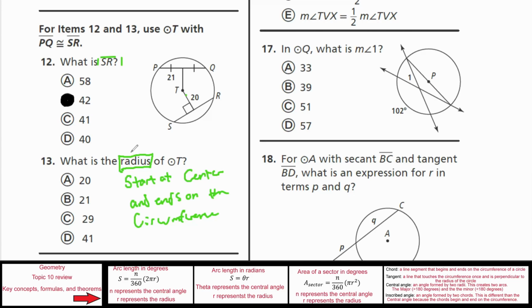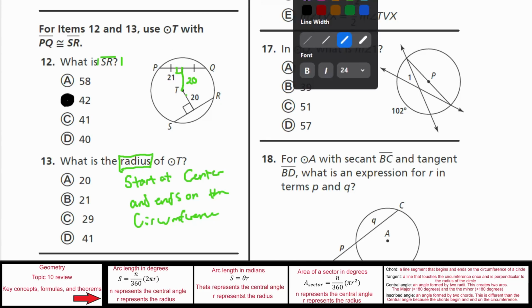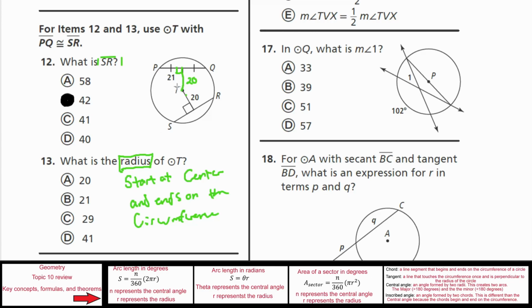And if I want to know what the radius is, I can say, well, if I know that this piece is 20 and it meets at 90 degrees with this side of PQ, I can use the Pythagorean Theorem to solve for it. And the nice thing is, since I can start at the center and go to here, it's literally asking me what is the length of that purple line. And to find that, I'm just going to do a squared plus b squared equals c squared.